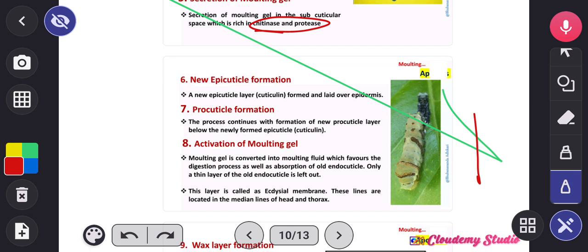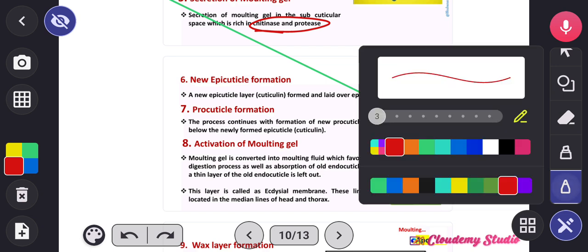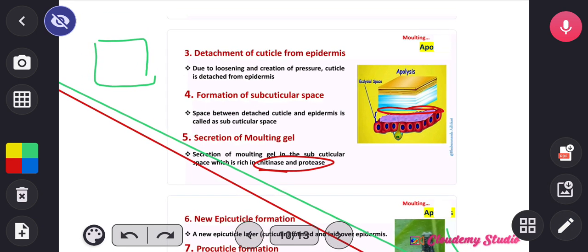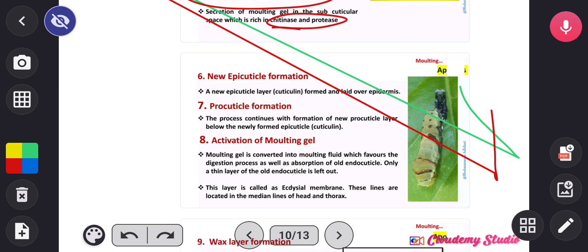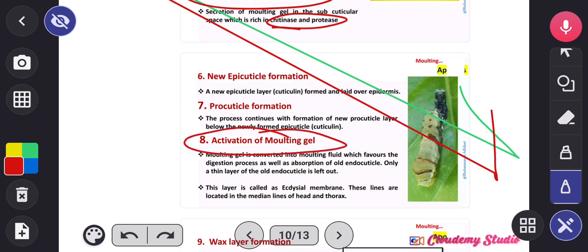Then there will now be activation of the molting gel that has been secreted in this place that I have here. Remember, secretion of molting gel in the subcuticular space. Then there will be activation of the molting gel, and this molting gel is converted into molting fluid, which favors the digestion as well as the absorption of the old cuticle.